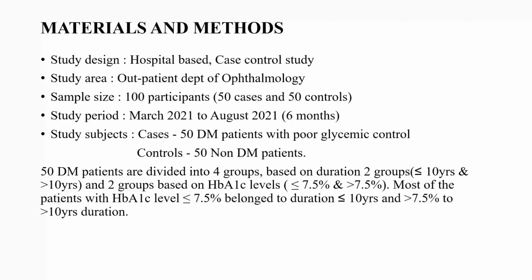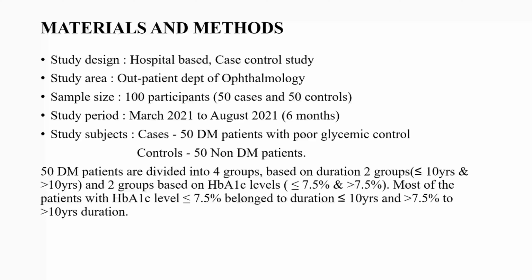Materials and methods. Study design is a hospital-based case control study. Study area is the outpatient department of ophthalmology. Sample size is 100 participants, 50 cases and 50 controls. Study period was from March 2021 to August 2021. Study subjects were cases of 50 diabetes patients with poor glycemic control, and controls were 50 non-diabetic patients.